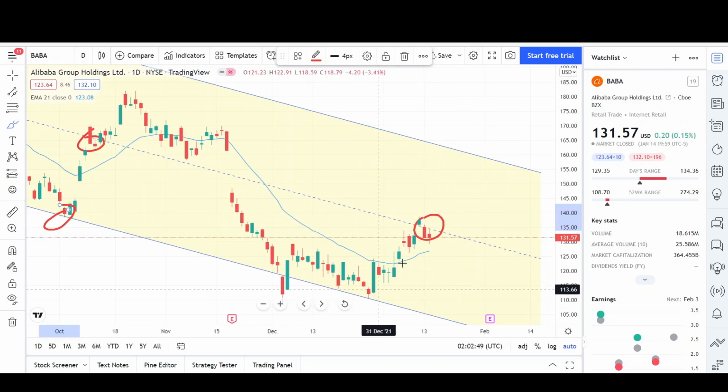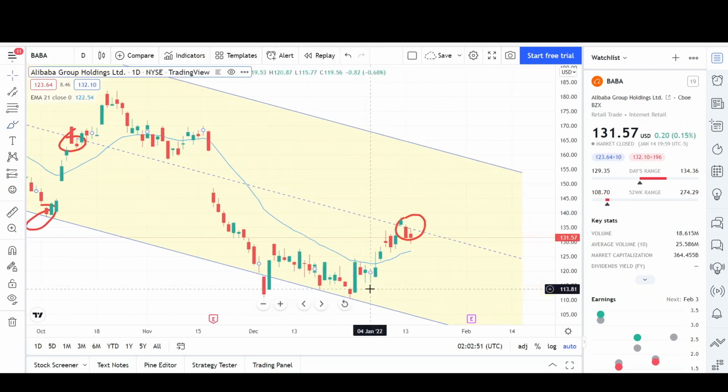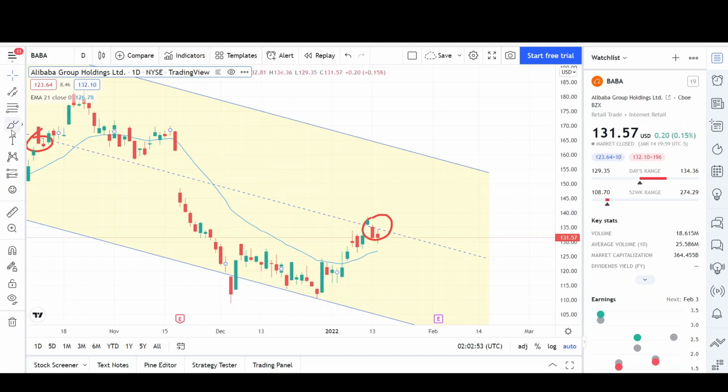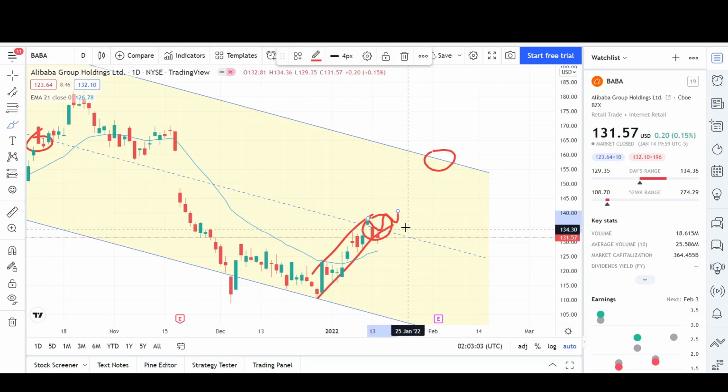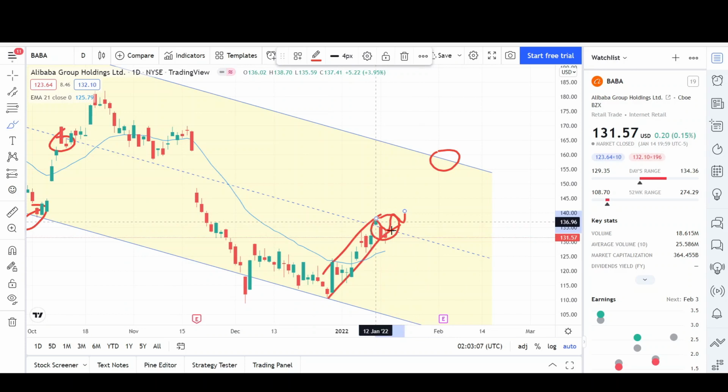But we did come from the support side, and we did have a failed breakout here, so I'm leaning more towards the long side, and we are still in that uptrend that's continuing higher. So next week is going to be pretty interesting. We're going to see if Baba wants to sell off or continue higher. But if it starts selling off, you know why.